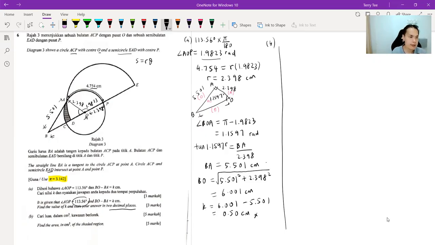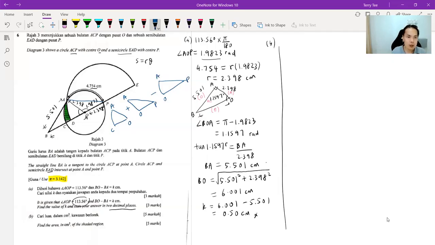Next we are finding the area of the shaded region. My shaded region, as you can see, is this part over here, the green part. You have to do a bit of planning first. Perhaps I draw this line for you. This one is a sector of a circle. We take this sector, plus this triangle, but minus this sector here. So this is your ACO, this is your AOB, and this is your ADP.